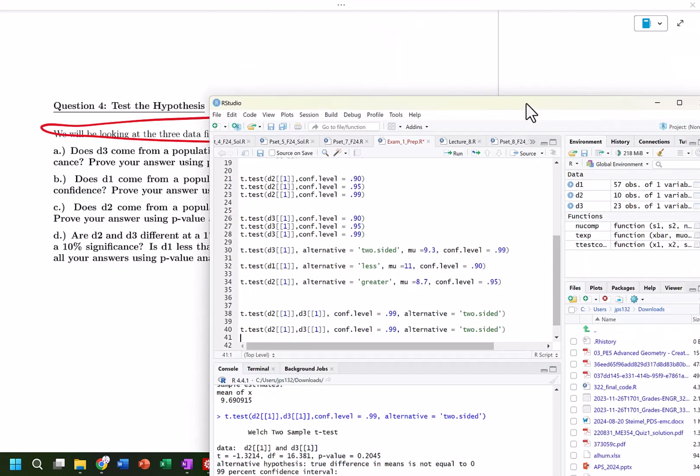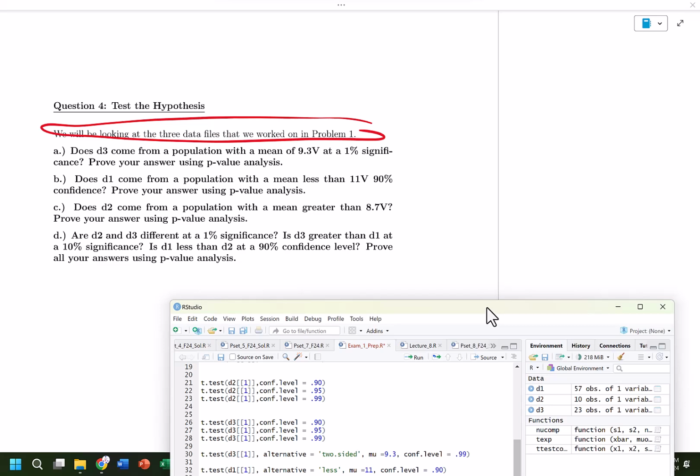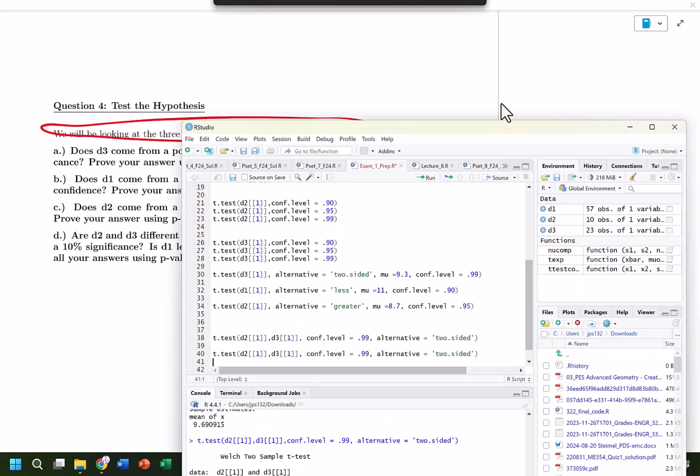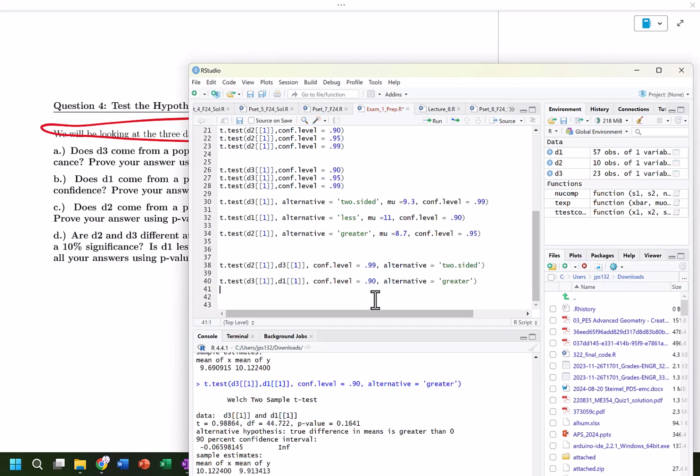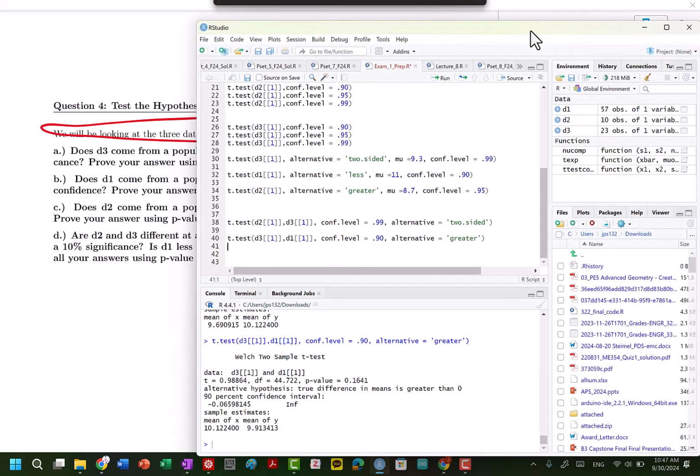Let's look over here. Is D3 greater than D1 at a 10% significance? So D3, D1, greater than at a 10% significance. So that's going to be a 90. Let's look at our values here. The p-value is indeed greater than alpha. So again, that's going to be a do not reject. So we've got that. Fantastic.